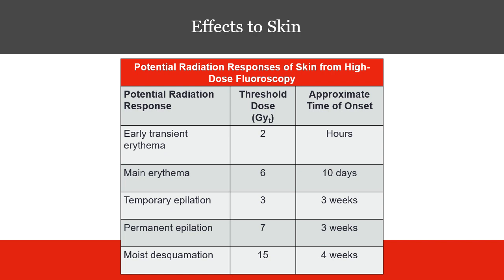That happened with a child who was irradiated 150 times in CTs of the head, and he had temporary epilation. But it was at great risk due to the number of exposures he received, being at very high risk in the future for having cataracts. Permanent epilation would be 7 gray, so permanent hair loss at 3 weeks also. And the moist desquamation would be moist ulceration with shedding down the road, and it would take 15 gray, and the onset would be 4 weeks.